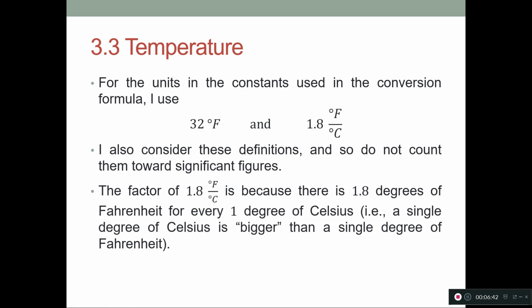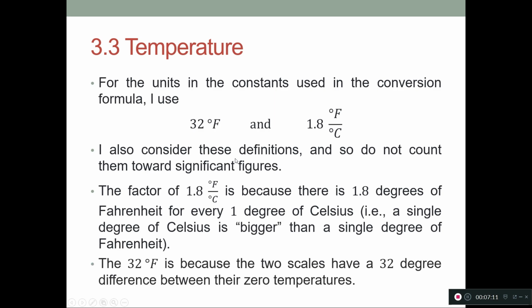And this factor of 1.8 degrees Fahrenheit per degree Celsius is just because there is 1.8 degrees of Fahrenheit for every 1 degree of Celsius, meaning that a single degree of Celsius is bigger by 1.8 than a single degree of Fahrenheit. And so we have to have that factor of 1.8. So you can actually read this as we have 1.8 degrees of Fahrenheit per 1 degree of Celsius. Then the 32 degrees Fahrenheit is just because the two scales have a 32-degree difference between their zero temperatures.